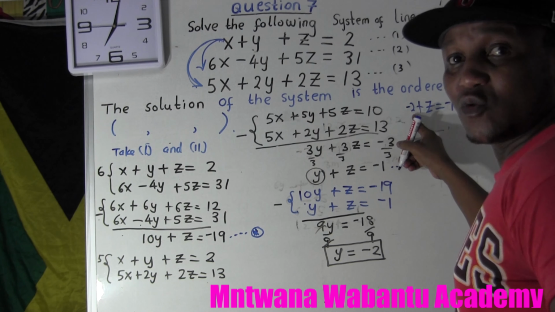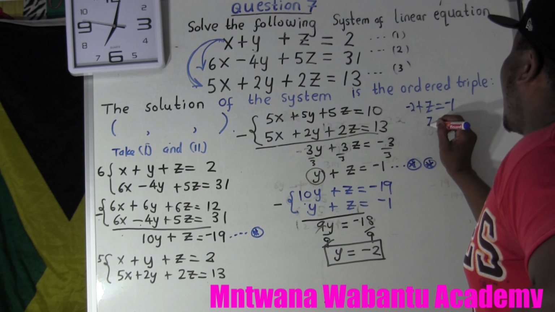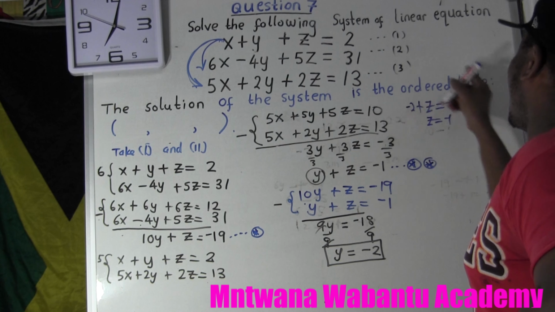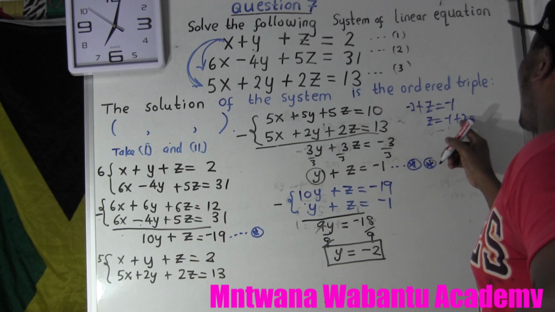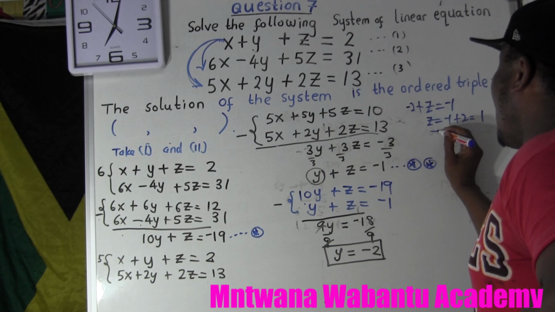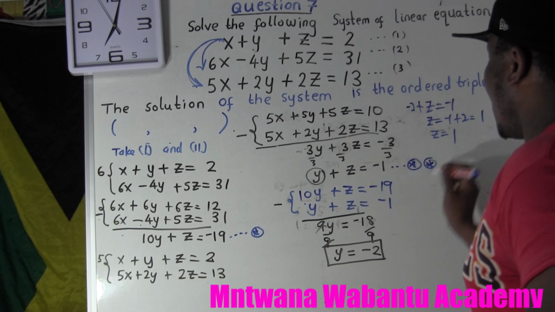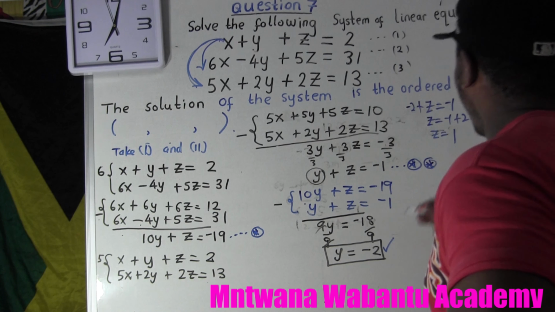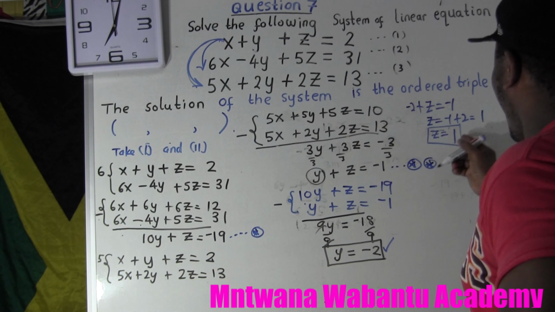Take negative 2 over. So the z equal to negative 1, this going over is going to become plus. Negative 1 plus 2 equal to 1. So our z equal to 1. So now we know y equal to negative 2, and we know our z equal to 1.